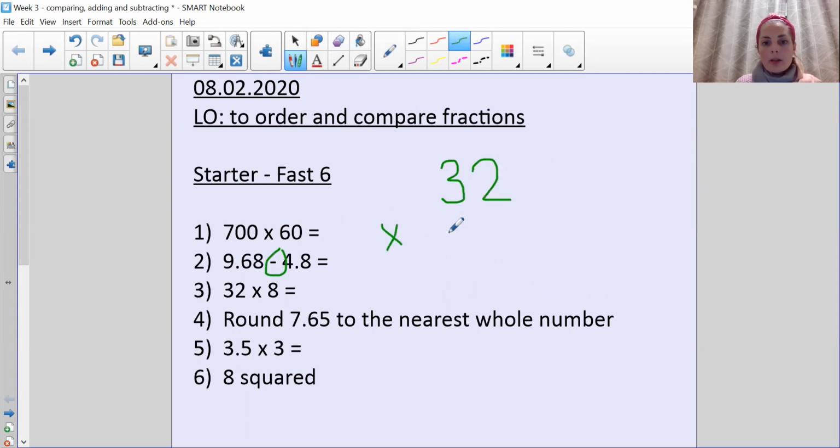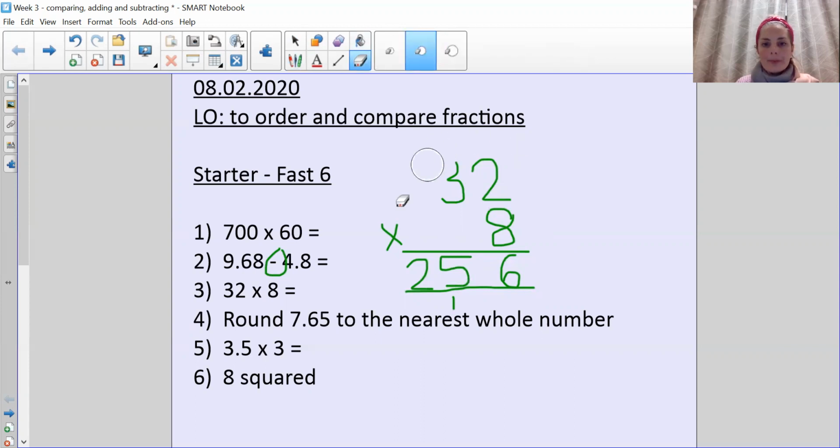Right, we've got a short multiplication because I'm only multiplying by 1 digit. So I'm going to have 32 multiplied by 8. Okay, set up my work. Right, and now I start. 8 times 2 is 16. So I put the 6 down and I carry the 1. You can see it makes 16. 8 times 3 is 24, and 24 plus the 1 is going to be 25. Nice and simple and easy.